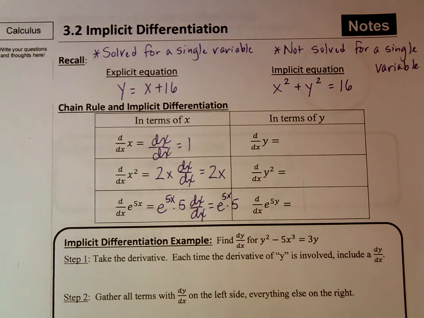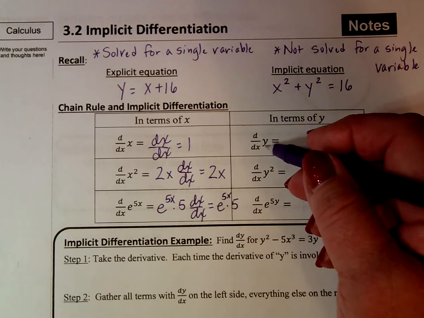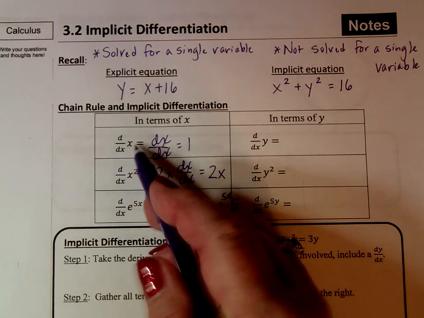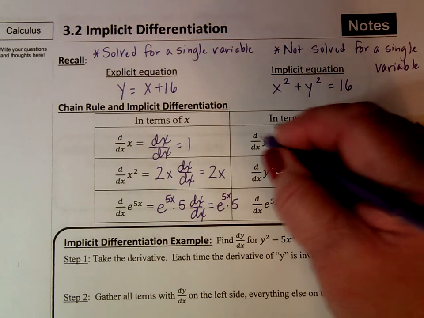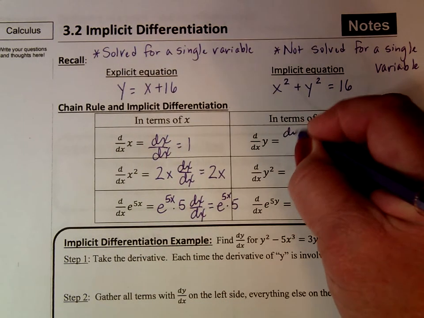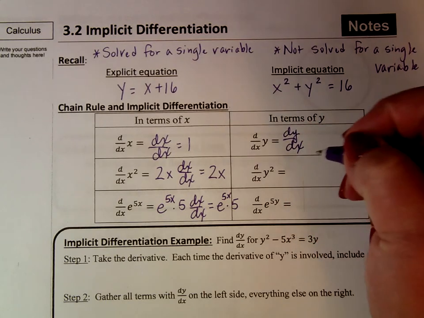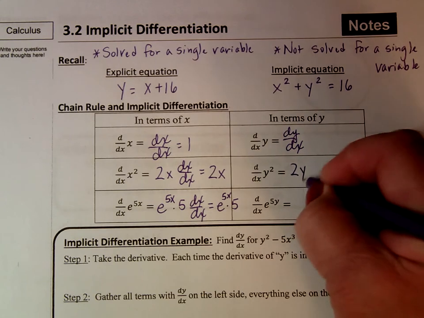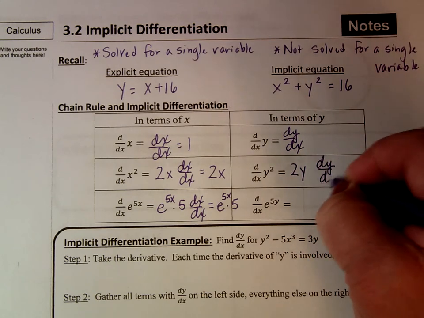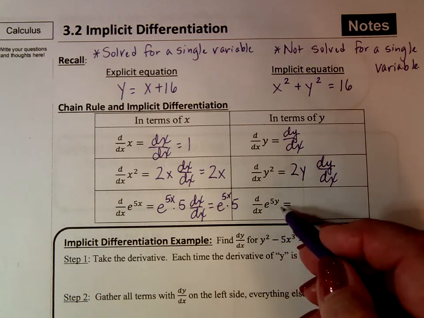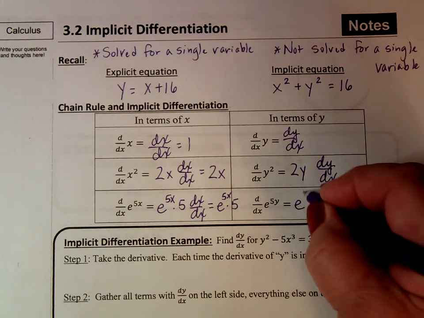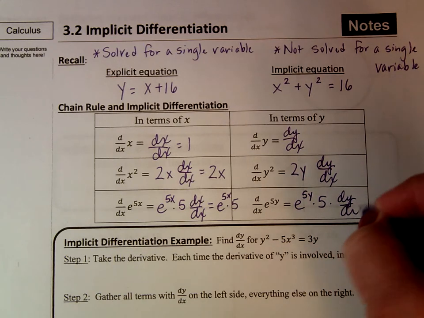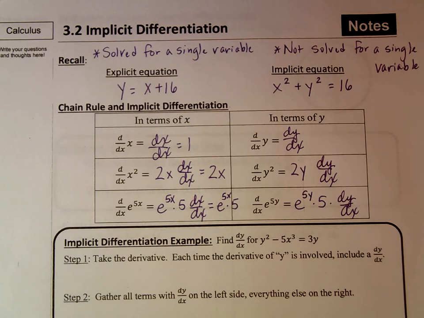Now how about if I change things up and I talk about y variables? If I do the same thinking, because my variable was x over here, this was dx over dx. Because my variable over here is y, it's dy over dx. Can't do more than that. This one would be 2 times y times dy over dx. This one would be e to the 5y times 5 times dy over dx. Do you see the difference in the variables there, how that works?